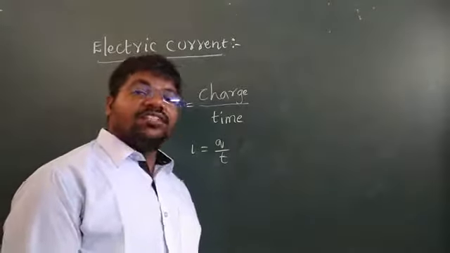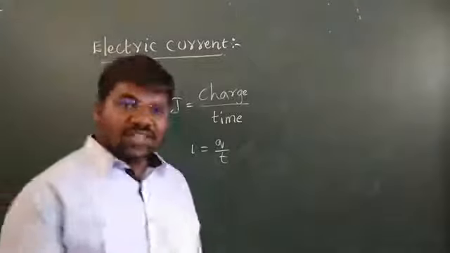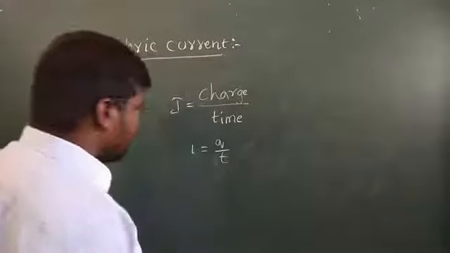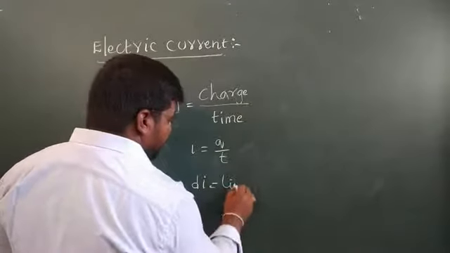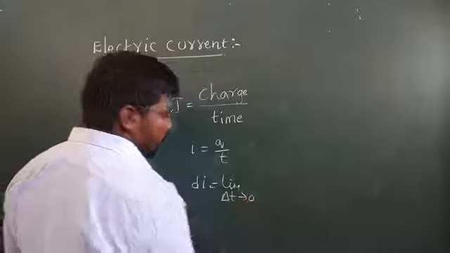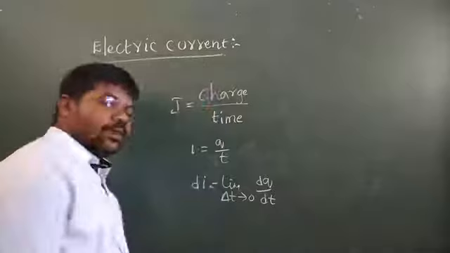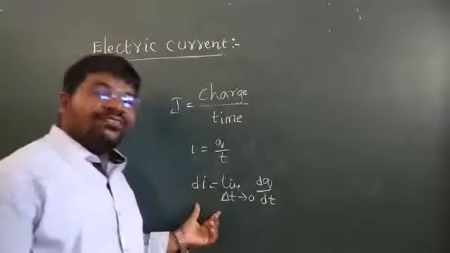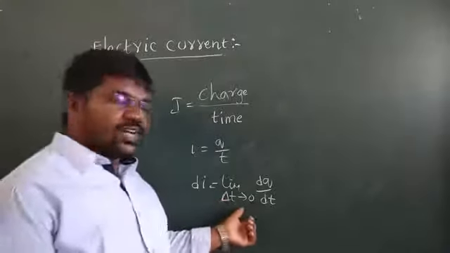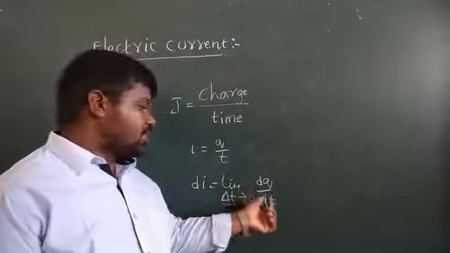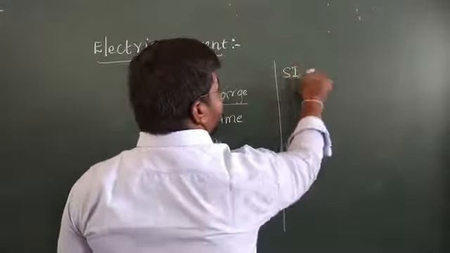Coming to the differential formula, the rate of change of current. It is denoted dI, which is equal to limit delta t tends to 0 of dQ by dt. This is the differential formula of current: dI = lim Δt→0 dQ/dt.